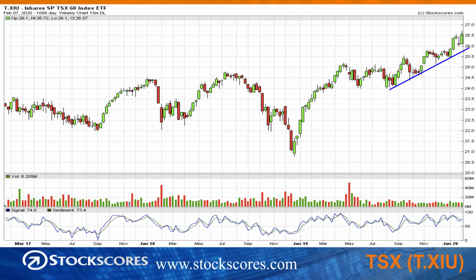There is the longer term upward trend line, that upward sloping channel. We're close to the top of that channel, so again, it would make some sense that we get a little bit of a pullback near term. But looking out weeks or months until that upward trend line is broken, I remain bullish on the Canadian market.